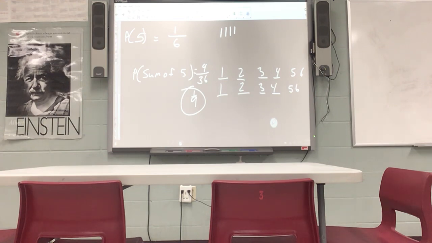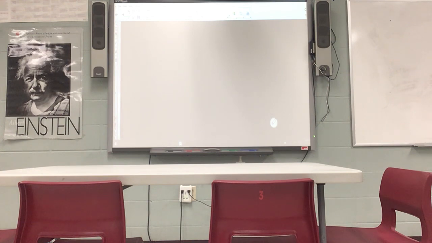Alrighty. Let's do one more that has geometric probability. That's another kind of probability I didn't tell you about a minute ago. Geometric probability. Draw a couple of rectangles here.